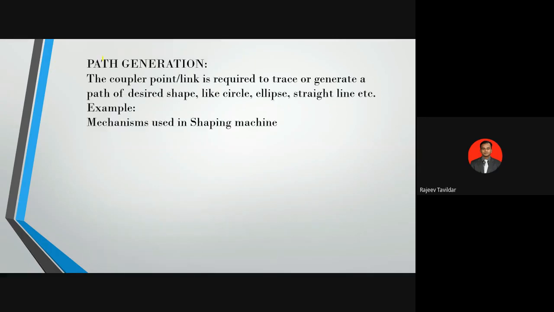Similarly, we have path generation. Okay, so here the coupler point or the link is required to trace or generate a path of desired shape. It can be either a circle, ellipse, straight line, or so on. The examples we can give here are the mechanisms which are used in the shaping machine, wherein the tool is moving in a straight line, or reciprocating along a straight line.